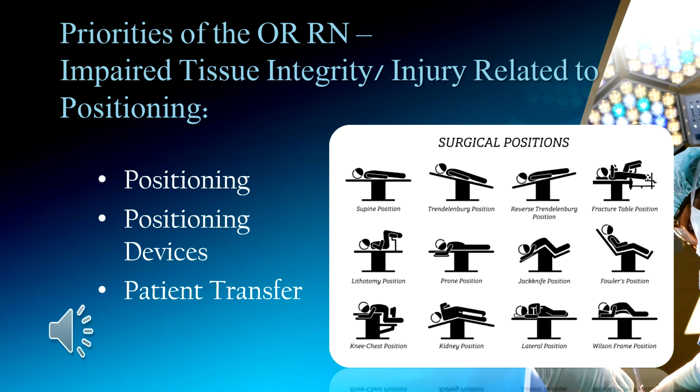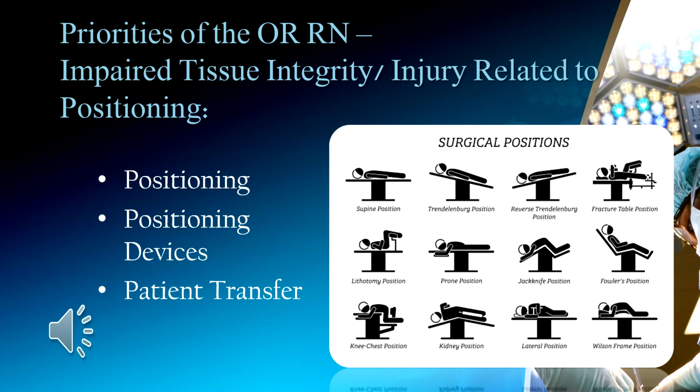Another priority of the OR nurse is impaired tissue integrity and any injury related to positioning. So we know our patients stay in these surgical positions sometimes for a very long time. And patients at Cancer Treatment Center who would be in surgery for over 12 hours in one spot. So we have to make sure that we are watching and that their skin isn't breaking down and that we can offload as much as possible during that surgical procedure. You have the image here that shows you all the different surgical positions that could be.